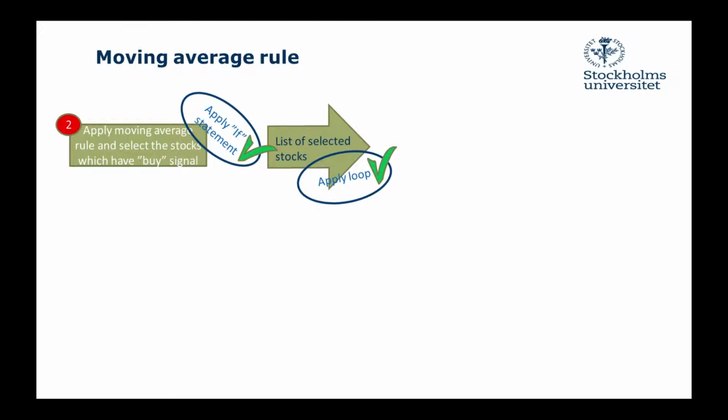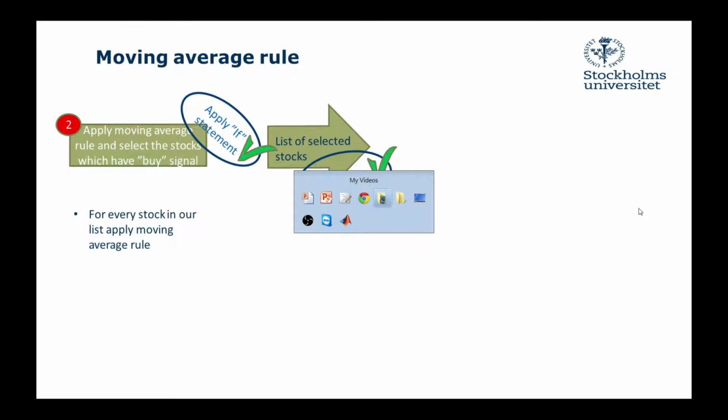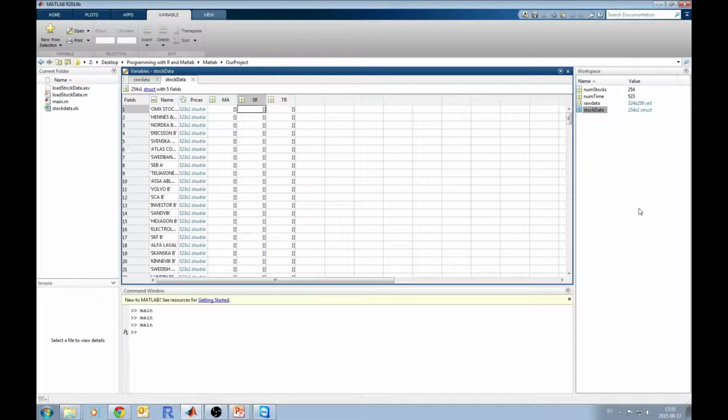Okay, so today we're going to work on the next block, which is called the moving average rule, and we're going to apply it in our list. Before this we need to calculate the moving average, so let's quickly do it. Let's go to MATLAB.